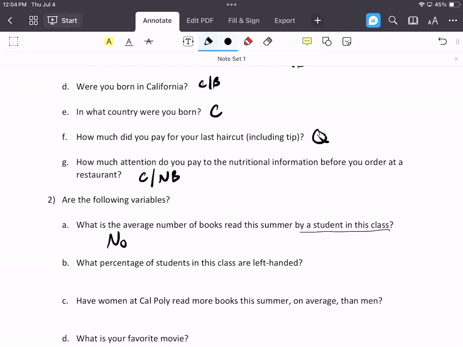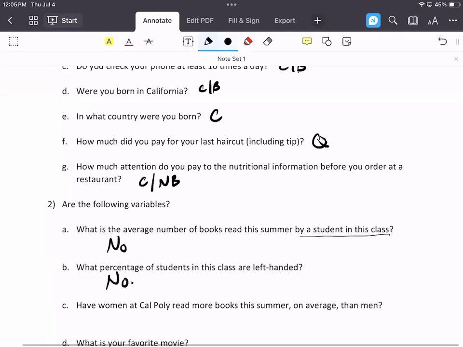Another one, what percentage of students in this class are left-handed? Once again, we're going to gather some information and do a calculation. It won't change because we're looking at one class. Once again, this is just a calculation. Remember, a variable changes from observational unit to observational unit. This is one of the things that's challenging about statistics and probability. You have to read really closely.